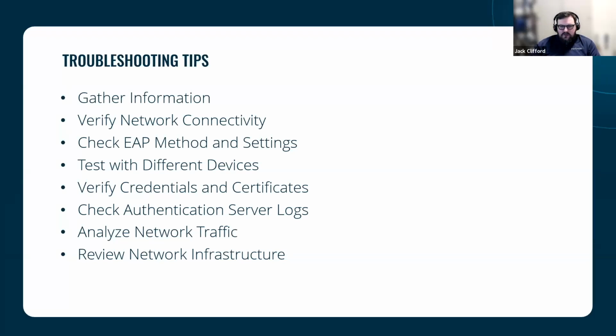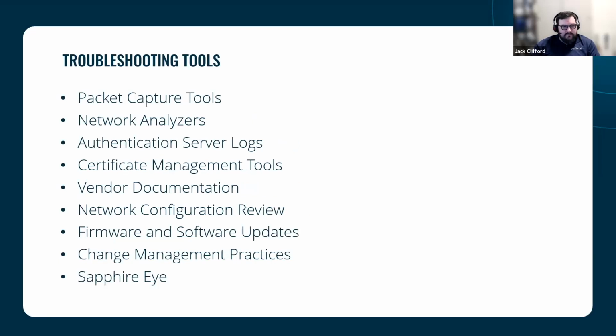And then just review the infrastructure. So make sure that you're able to reach the authentication server, for example. That's kind of important. So you want to look for connectivity problems, power outages, misconfigurations on a switch, a router, all that fun stuff. And then some tools that you can use to help with this troubleshooting. Like I said, packet capture, so you can use Wireshark, tcpdump. Our Sapphire Eye also captures packets for you as well. So you can use anything to capture packets and then load them into Wireshark or any other analyzer that you have to view those packets.